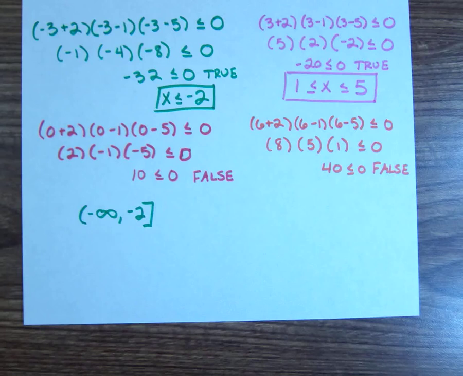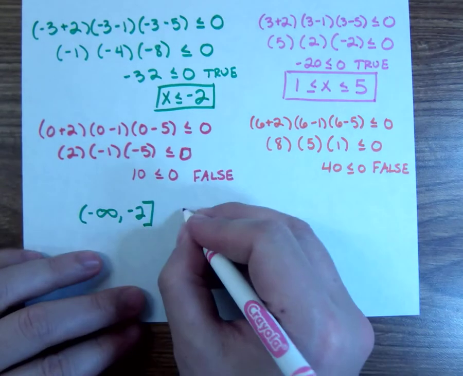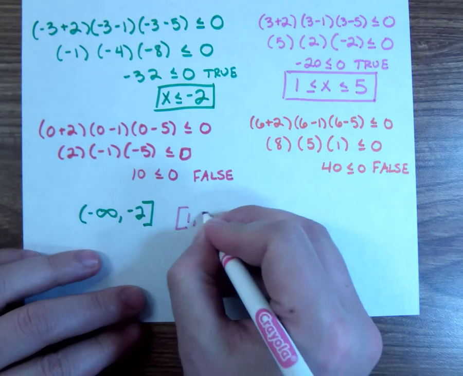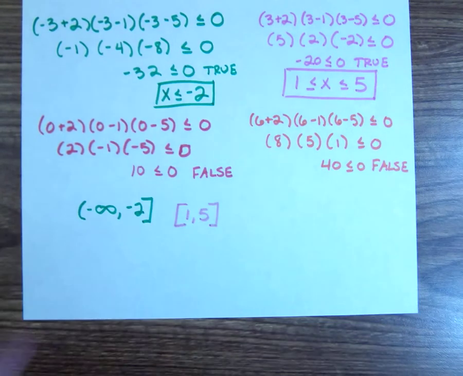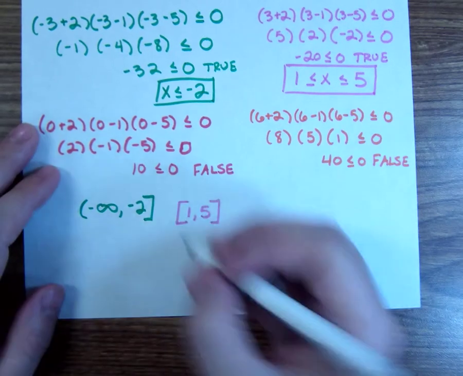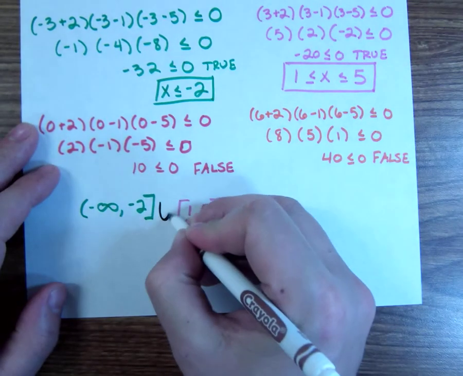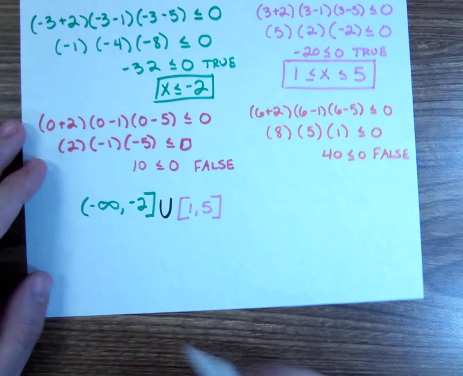What about the 1 and the 5? We did one like that a little while ago. 1, 5. How do I say that these two are together? That's what I was asking you. You put the union symbol.